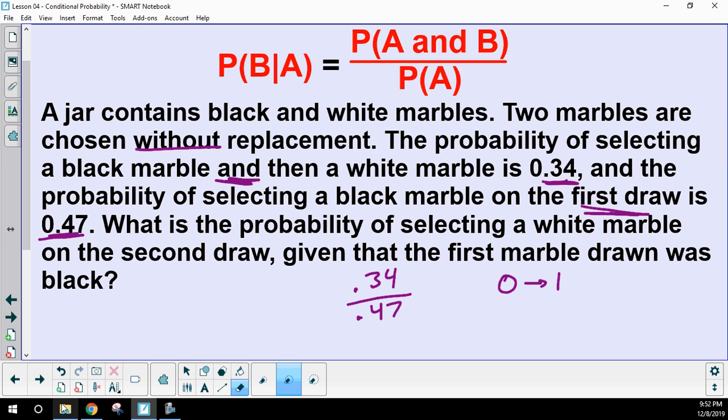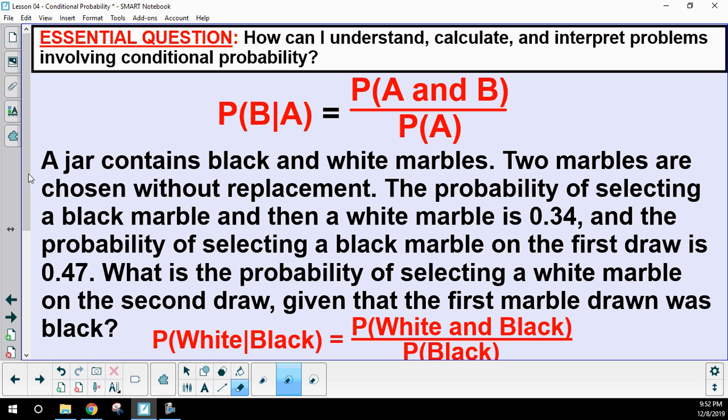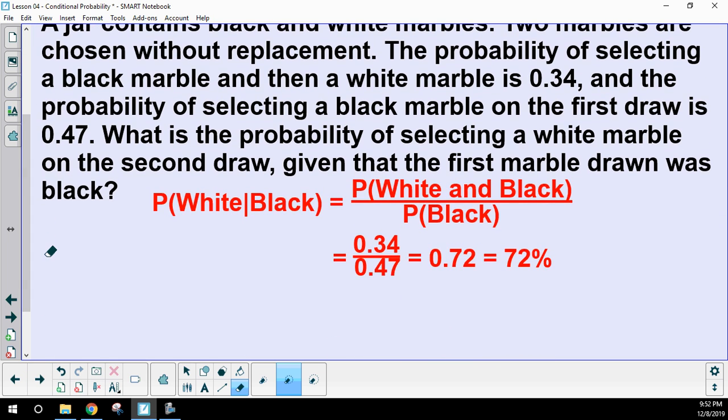Let's see, I'm going to go ahead and calculate this off-screen. 0.34 divided by 0.47. I get 0.72 for kicks and grins. 0.72. Let me erase this. Let's check. And bam, got it right. Remember, if you wanted to write this as a percent, you move the decimal over twice. If you want to move this back to a decimal, move it to the left twice. Keep that in mind.